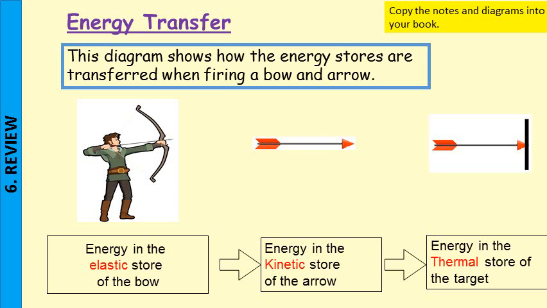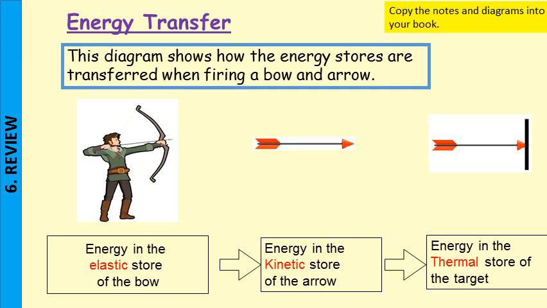So here's the solution to the previous slide, and if you could copy this down into your notes, it's a good example of how to show energy transfers. So you've got your energy store here, and the main energy store is the elastic store in the bow, so it's been stretched back. Then let go and the arrow flies through the air, it's moving, so the energy is transferred to the kinetic energy store of the arrow. And you've got an arrow here showing you that is an energy transfer.